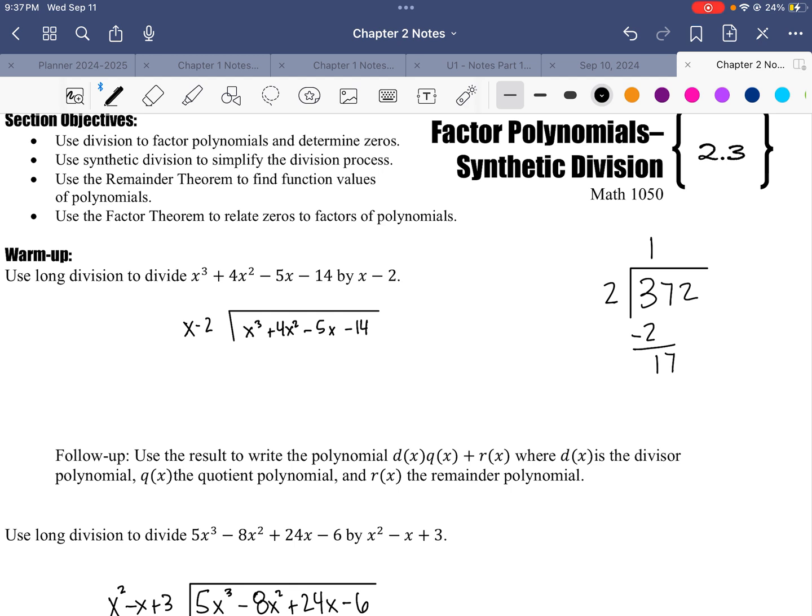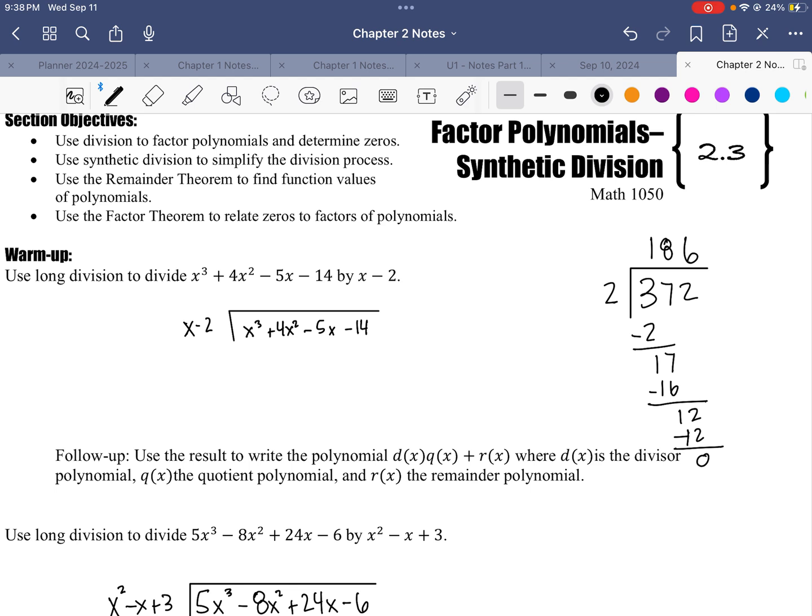So how many times does 2 go into 17? That's, of course, 8. 2 times 8 is 16, so we subtract that and get our 1. We drop down the 2. 2 goes into 12 6 times. 2 times 6 is 12, which means we have a remainder of 0, and this goes in perfectly evenly.